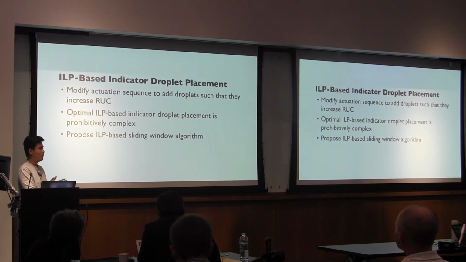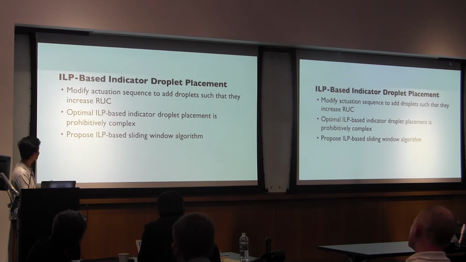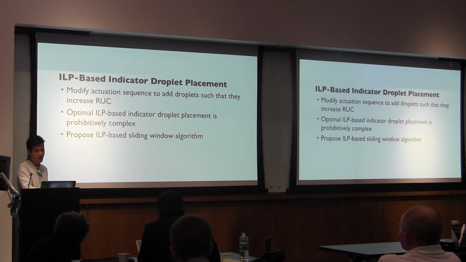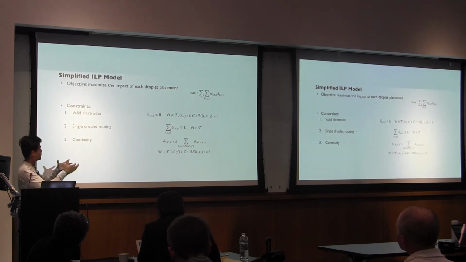So we can do this through our good friend integer linear programming, which is quite popular in the EDA community. We have in the paper quite an extensive ILP model, but here I'm just going to talk about the simplified version. So we're going to modify the actuation sequence by inserting these droplets, to try to increase this coverage concept, and we're going to do this through this simple model here.